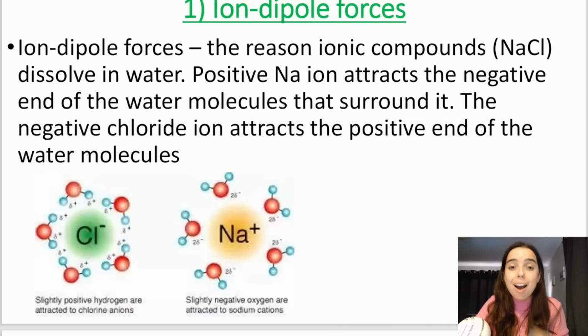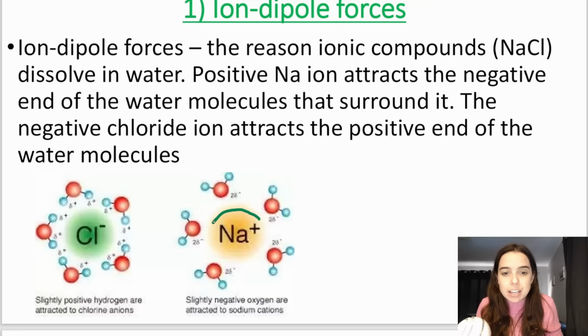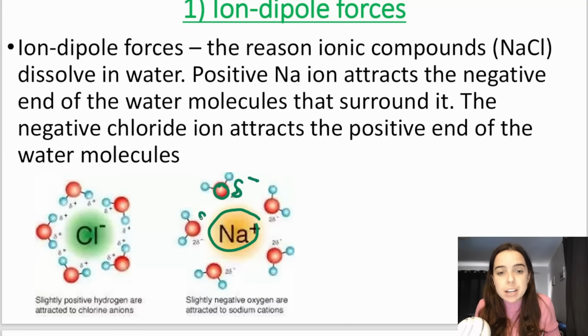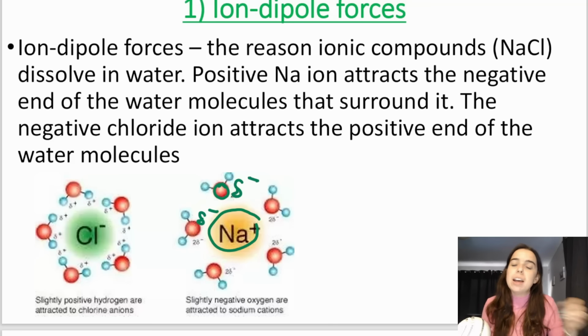And just by the way, ion-dipole forces are the reason why ionic compounds can dissolve in polar solvents like water. And it's because of that ion-dipole attraction. So you can take a look at this photo over here. It basically shows you how the sodium ion gets surrounded by the electronegative or the more negative part of the water molecule. And a similar thing happens with the chloride ion.